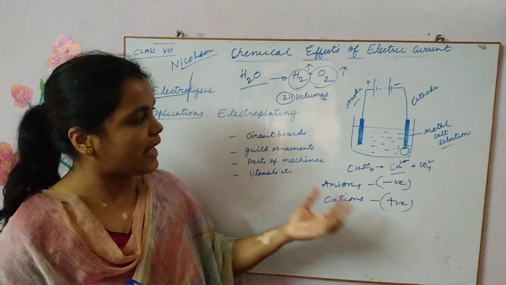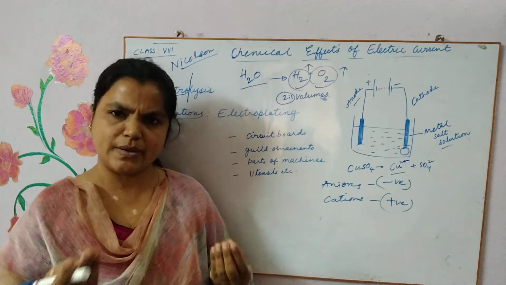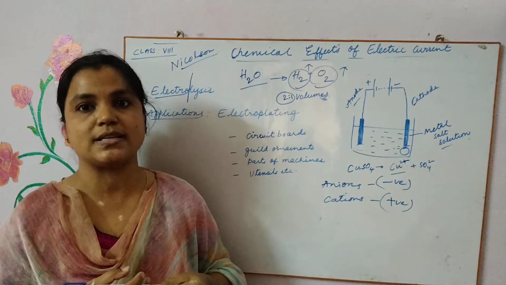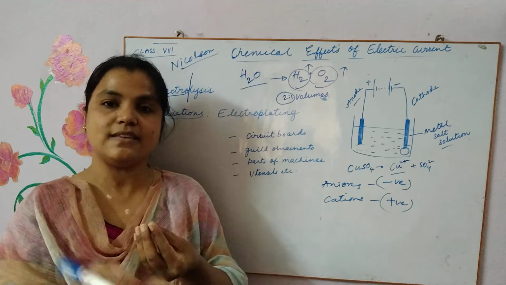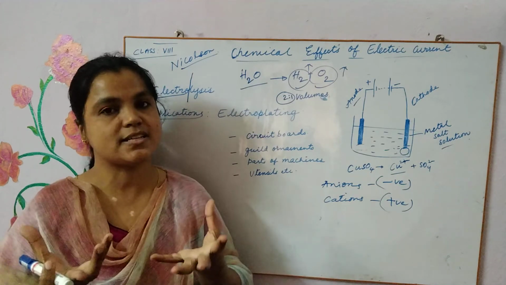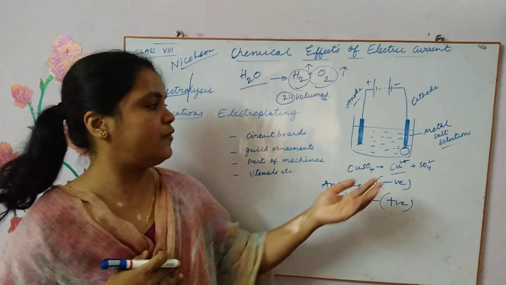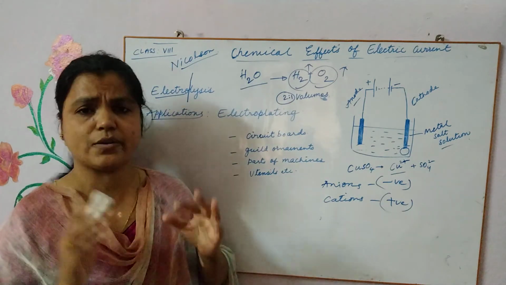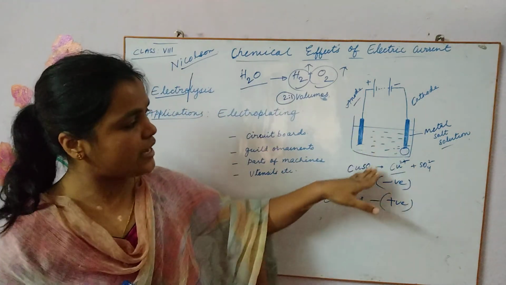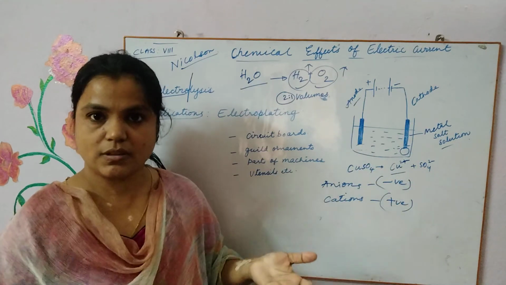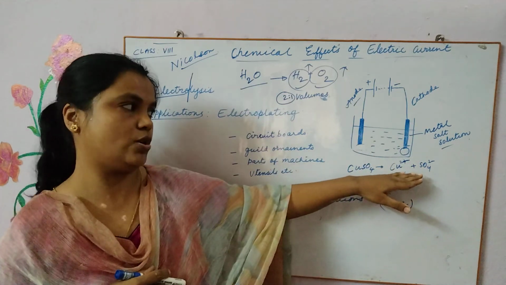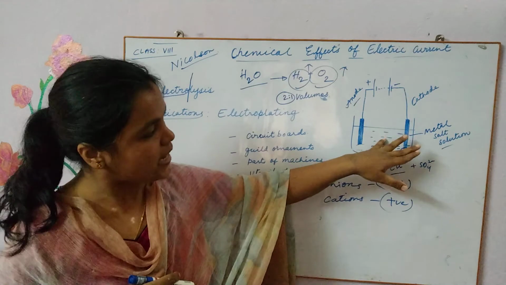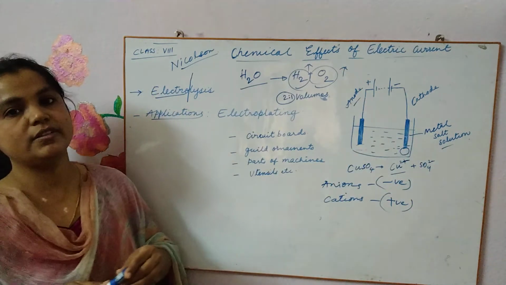Correct? So in that way, this piece of iron or any other cheaper metal gets a very nice and even coat of the metal that we wish to coat. If it is copper, copper. If it is gold, gold. But you have to keep in mind that whichever metal you wish to coat, that metal solution only you need to take.